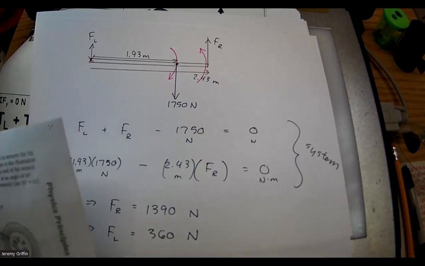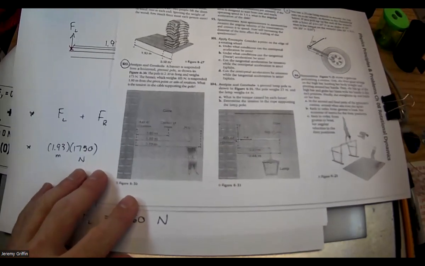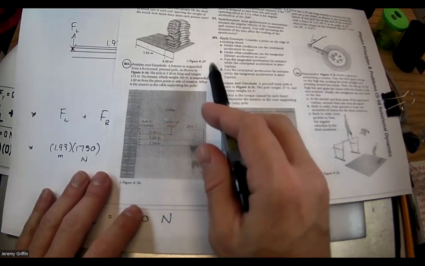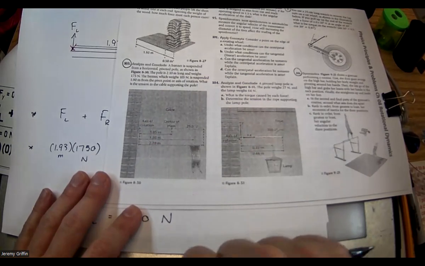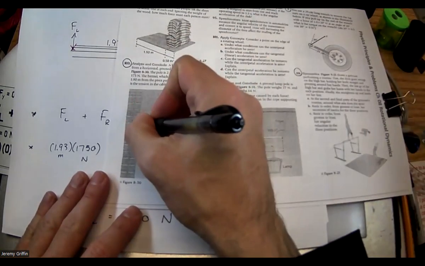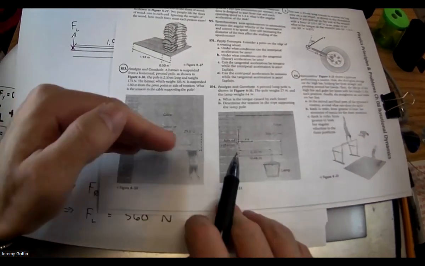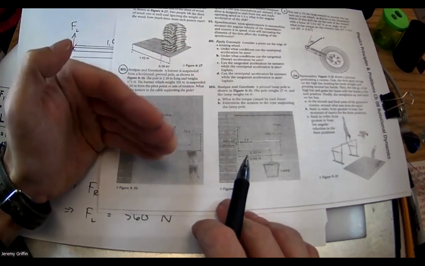All right, number 103. All right, zoom in here. Analyze and conclude. A banner is suspended from a horizontal pivoted pole as shown in this figure. All right, so this isn't the best print, but there's like a pivot point right here. Right. So this pole could usually pivot. Okay.